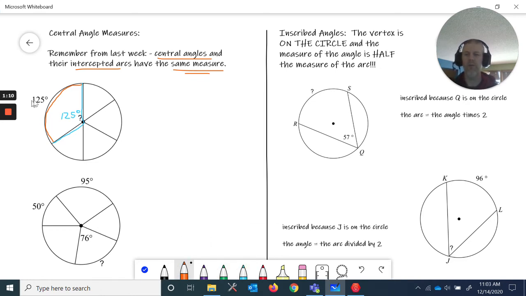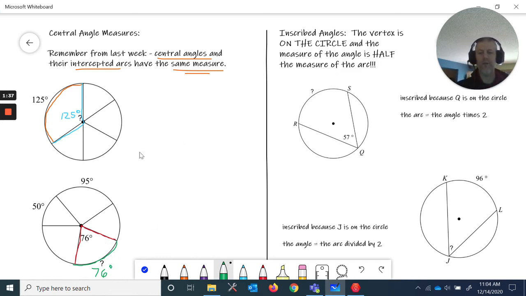So this one we knew the arc measure and had to find the angle. Here I know the angle is 76. I should use a different color. I don't want you to get confused there. So this angle is 76 degrees. So how big is this arc? Since the vertex is the center of the circle right here, that means it's a central angle, which we again said means same measure. So this question mark measure is 76 degrees.